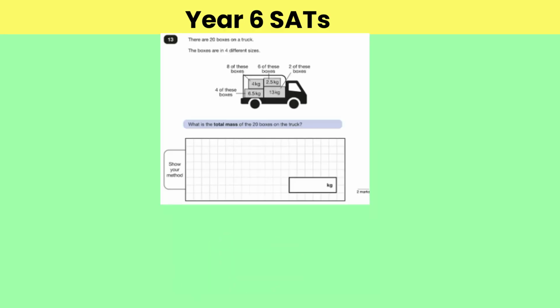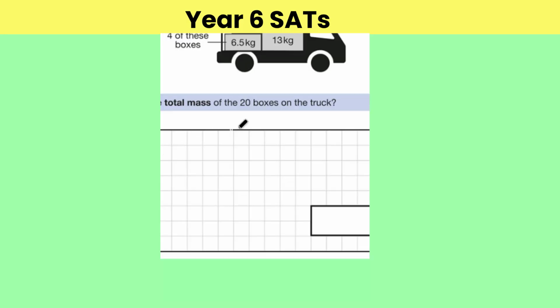Question 13. There are 20 boxes on a truck. The boxes are in 4 different sizes. And you can see there's a diagram here with the different sizes, and it tells you the quantity of each box as well. What is the total mass of the 20 boxes on the truck? So for this, we're going to have to calculate the total of each size of box. So if we started with this, we're going to have to do 4 lots of 6.5. Then we've got 8 lots of 4.